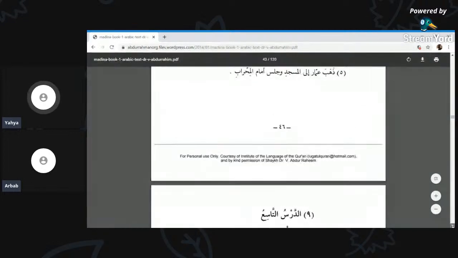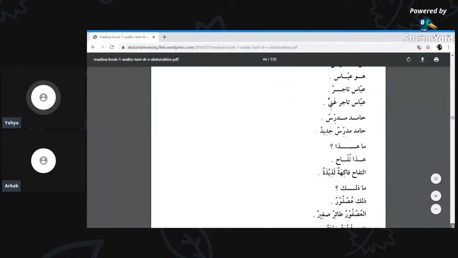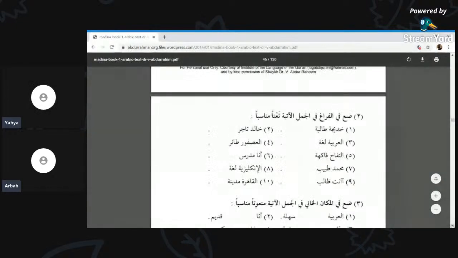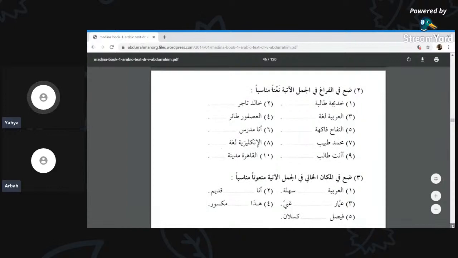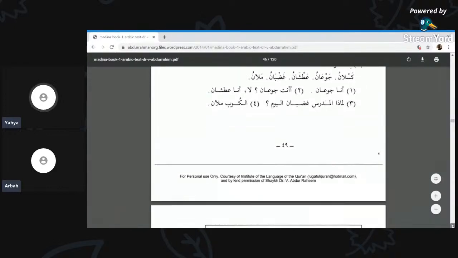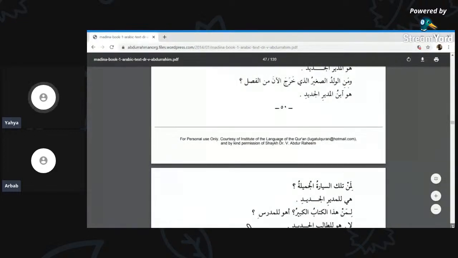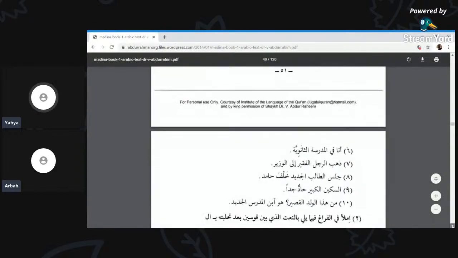Scrolling through. الدرس التاسع. من هذا الرجل؟ هو عباس. عباس تاجر. عباس تاجر غني. حامد مدرس. Okay, scrolling through. Okay, نعتا مناسبا. So this is where they give us exercises on the na'at and the man'ut. But if we just quickly scroll through, we'll see a little box, one of my little favorite boxes, showing us the na'at and the man'ut. If you haven't seen it yet, it should be coming soon, inshallah.